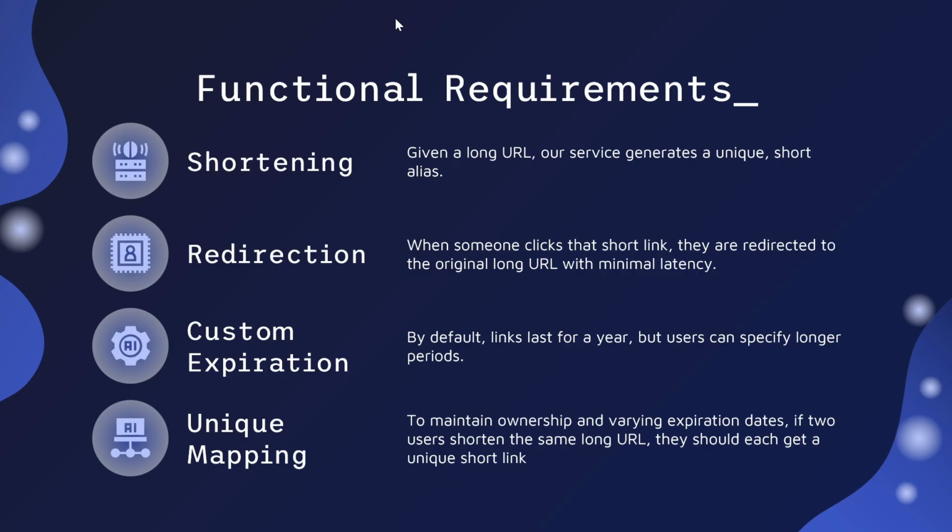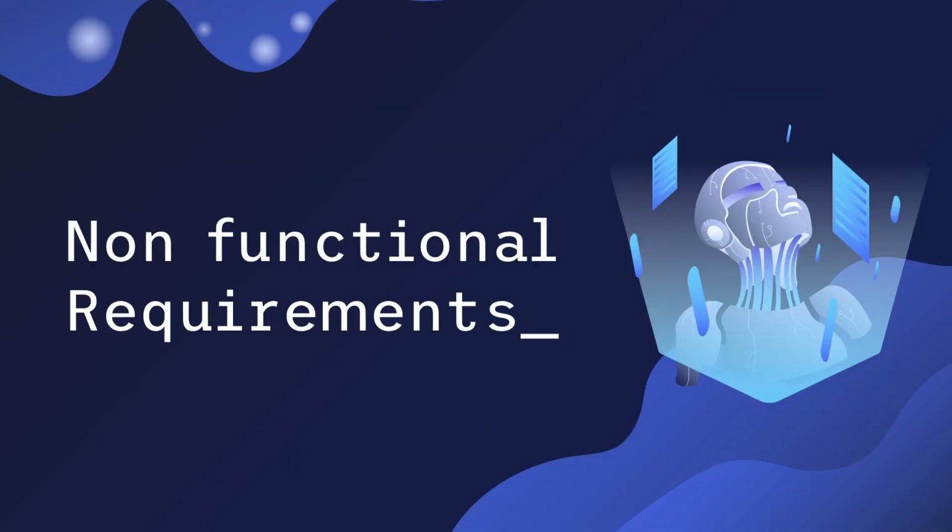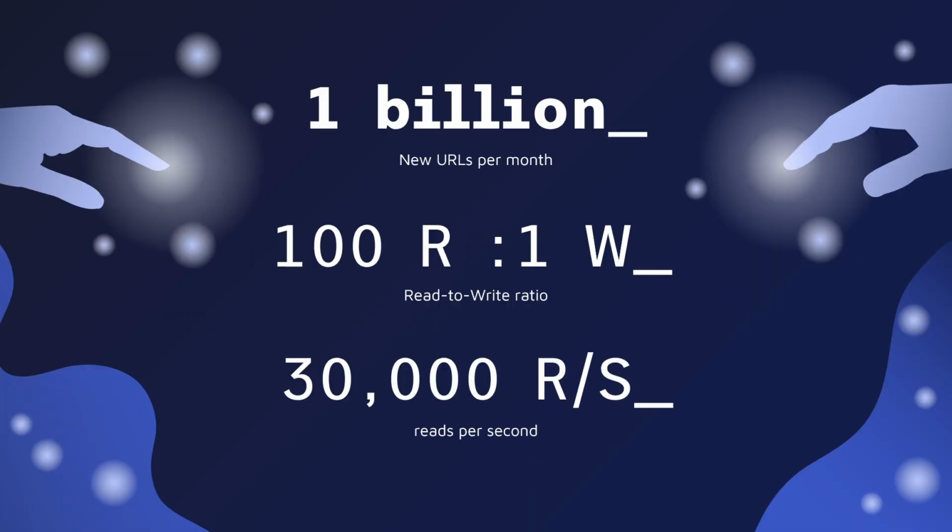Now, for the non-functional requirements, we need high availability, scalability, and most importantly, ultra-low latency for redirects. Let's look at the scale. We are estimating 1 billion new URLs per month. If we have a read-to-write ratio of 100 to 1, that means we are handling 300 reads per second.